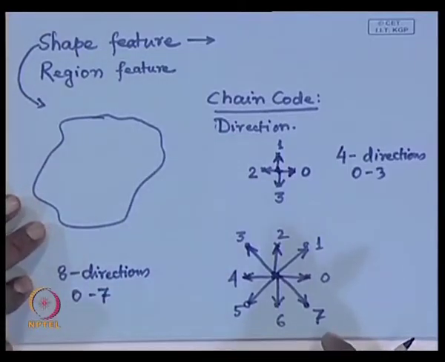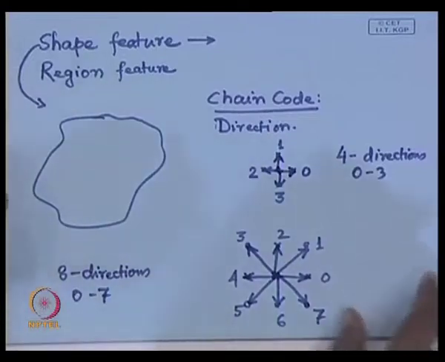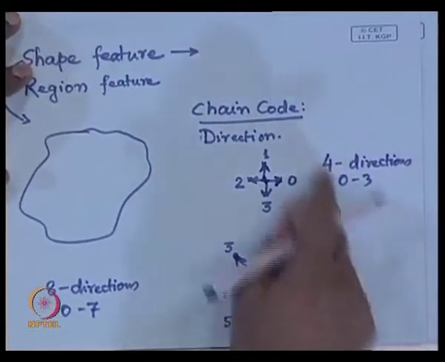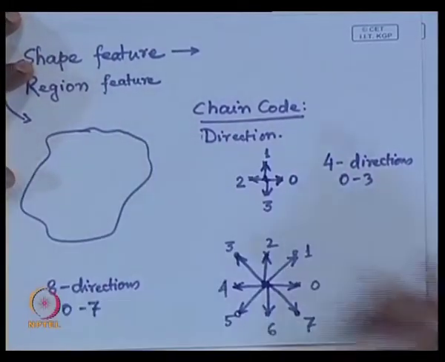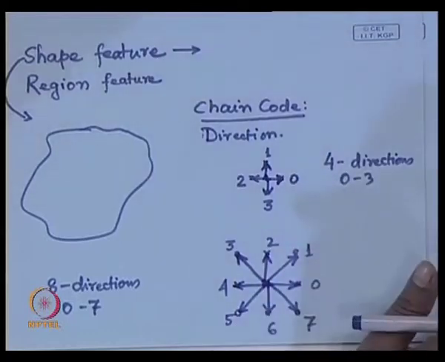Is that okay? So, the directions are fixed. Now, we have to decide about the length of the linear segment. I will come to the length concept a bit later. Now, let me see how, using these directions and assuming the length to be 1, I can go about coding the boundary of a shape.